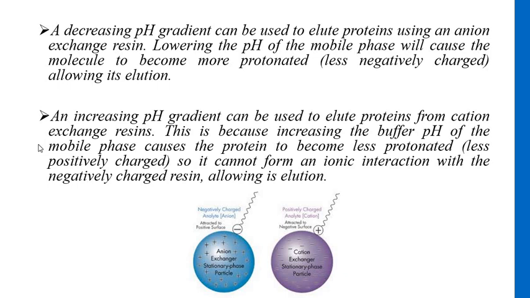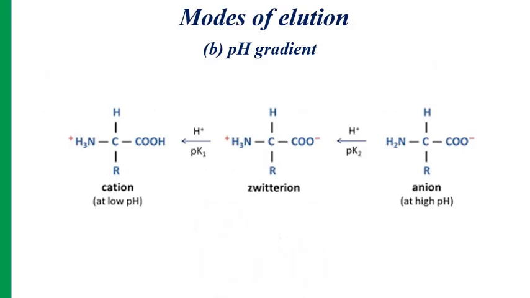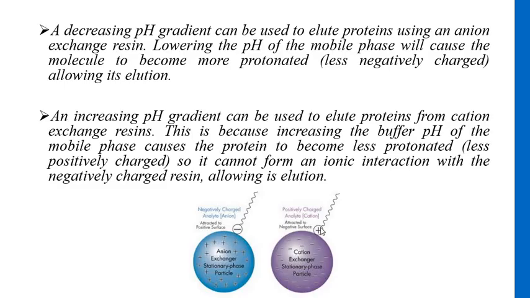Now, in case of cation exchange resin, the target protein which is strongly bound with the cation exchanger is positively charged. In order to elute this protein, we will reverse its charge into negative. And for that, as we have seen, at high pH the proteins or the amino acids are negatively charged. So, in order to make it negatively charged, we will increase the pH gradient of the elution buffer or the mobile phase.